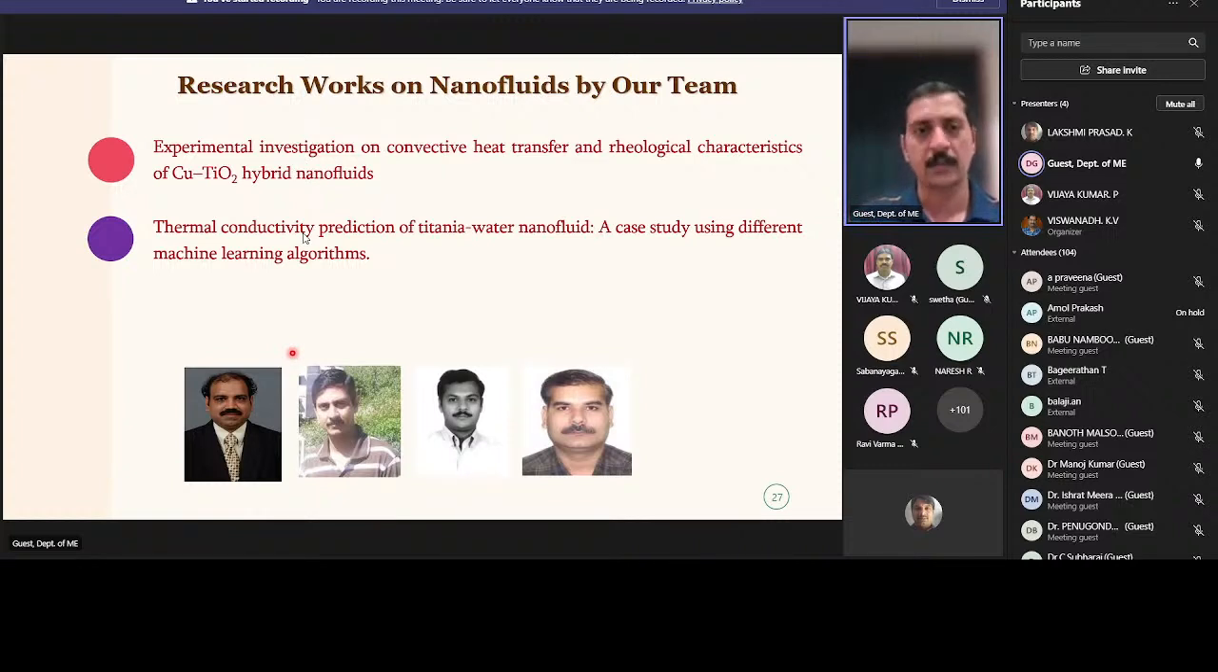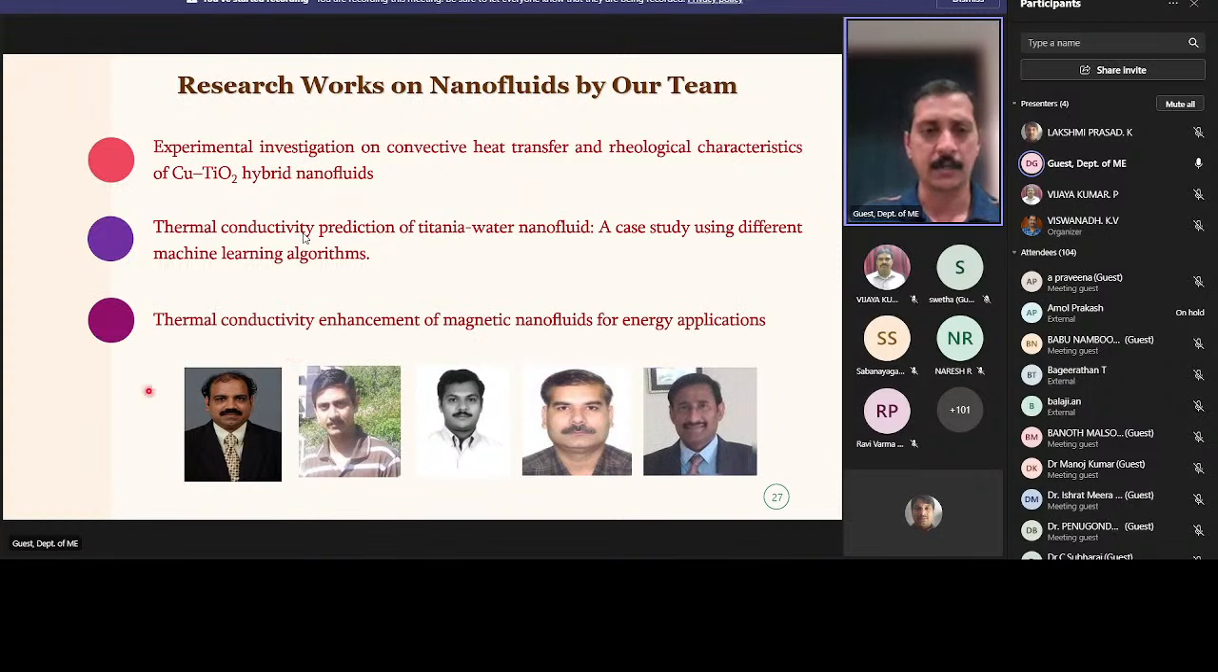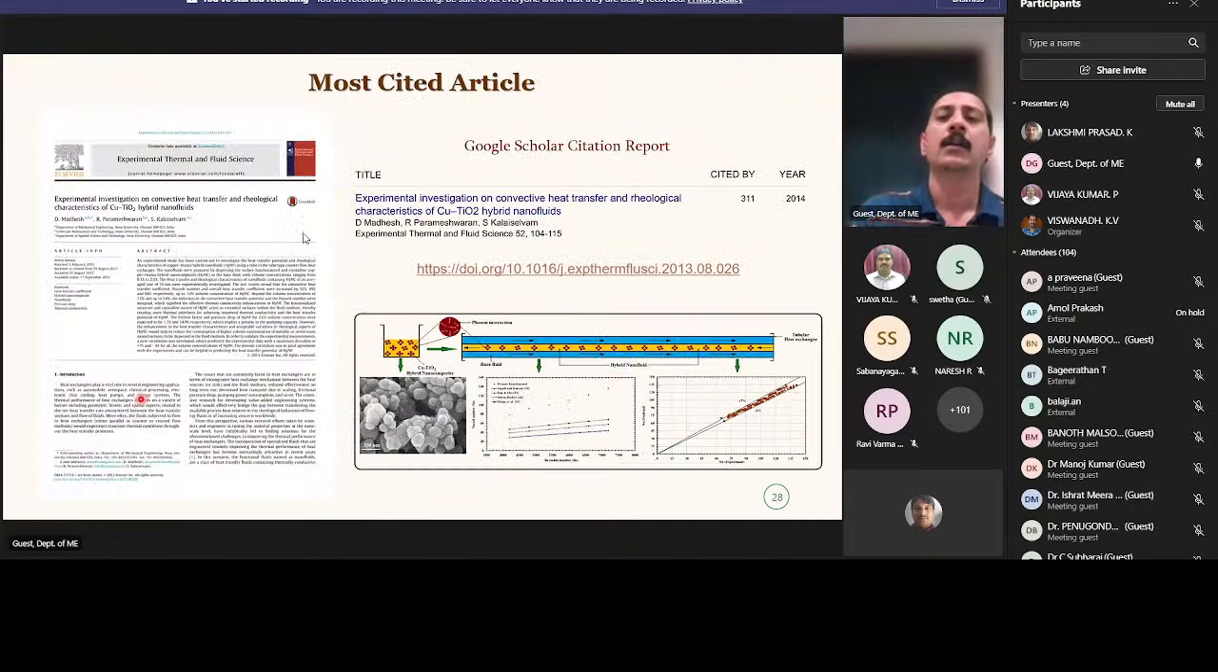And a very recent work conducted in our lab is all about the thermal conductivity enhancement of magnetic nanofluids for energy applications, in collaboration with Professor Sridhar from the chemical department. This is the article which we have published in Experimental Thermal and Fluid Sciences, in the year 2013. In 2014 it was published online.